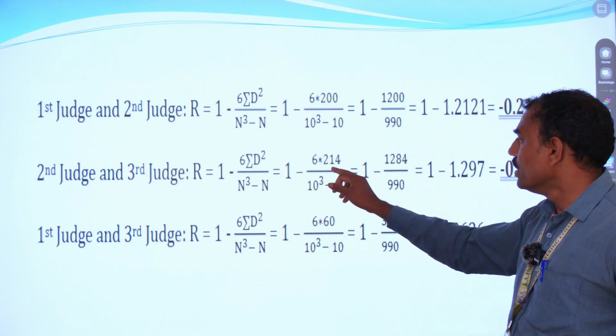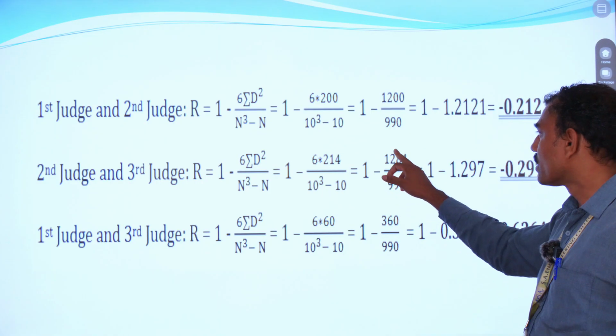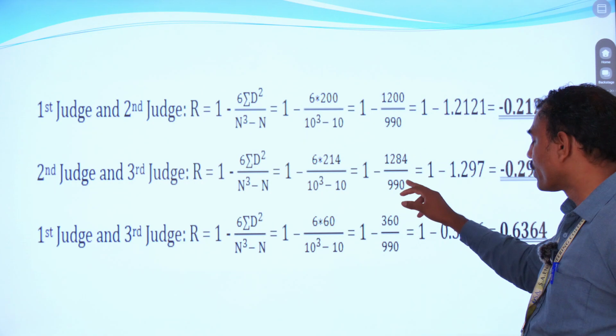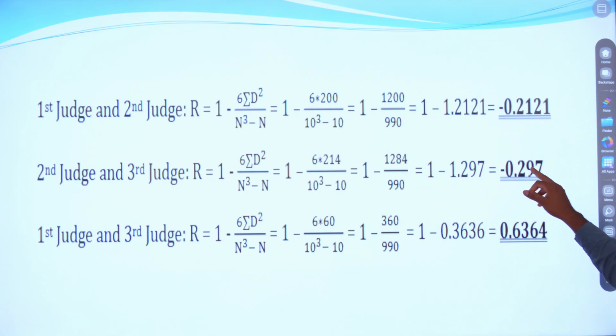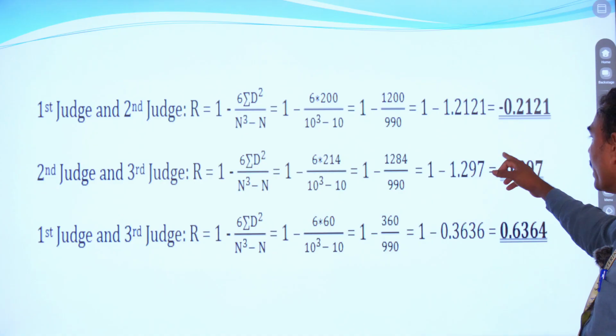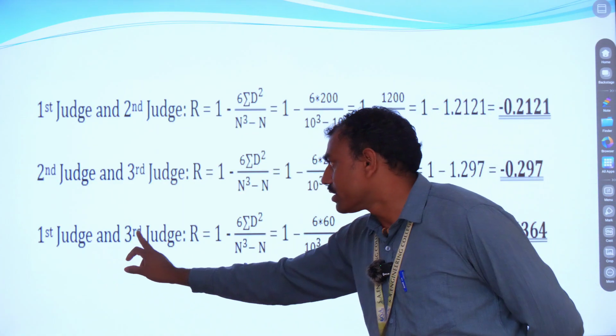So 6 into 214 divided by 10 cube minus 10 is equal to 1 minus 1284 divided by 990, which is equal to minus 0.297. So this gives a negative correlated value. The last one is the first judge and the third judge.